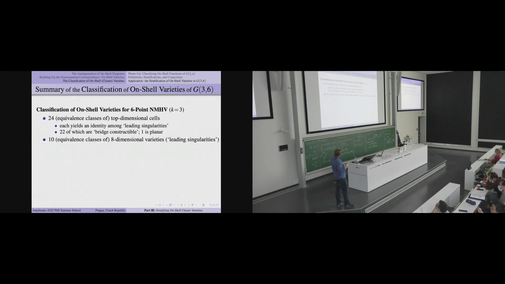I'll get back to that. So the 8-dimensional varieties are the ones that we really care about. Those are the ones that appear as the coefficients of polylogs and whatnot. And the identities among these functions correspond to the boundaries of these 24 parents.